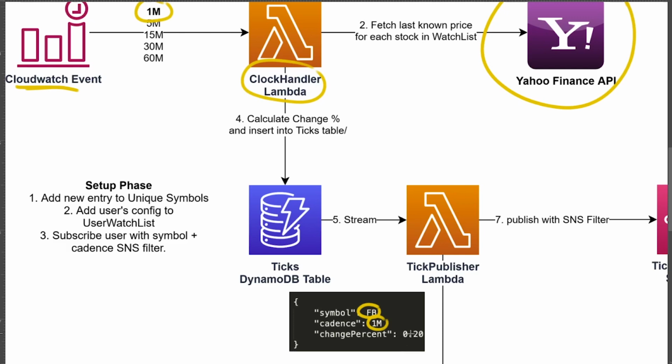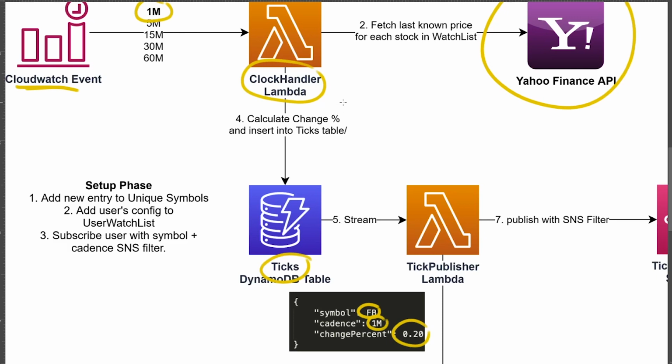Now, in order to calculate this, it's very easy. I just compute the delta between the previous and the current, and then I just insert this record into the ticks table. And then from there, in order to decouple the clock handler Lambda, I don't want to do extra stuff in here anymore because there's too much business logic in here already.